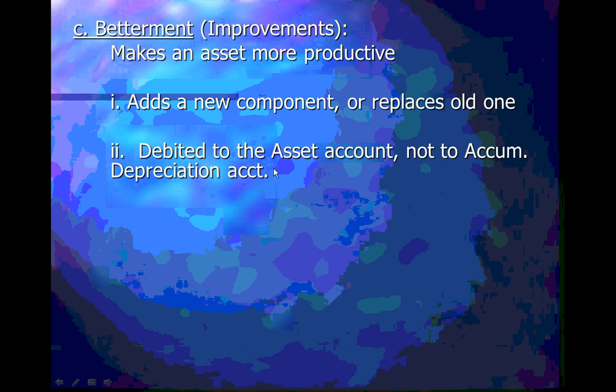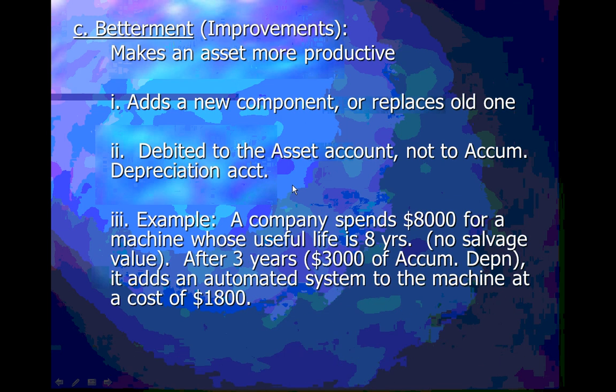Okay, so in this case, we would debit it to the asset account, not to the accumulated depreciation account. Some books handle this differently, but we're going to handle it the same way. So we're going to debit the asset account again. All right, here's an example. A company spends $8,000 for a machine whose useful life is 8 years, no salvage value. Okay, 3 years in, it adds an automated system to the machine at a cost of $1,800.